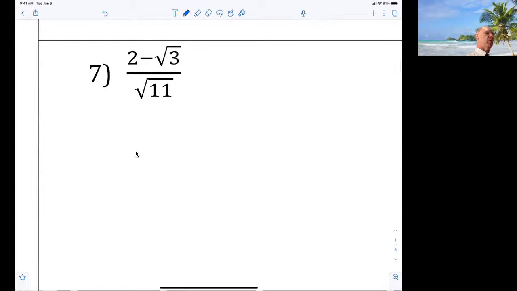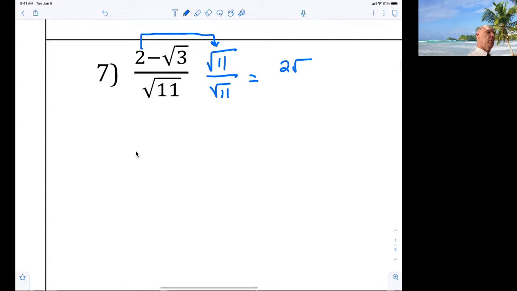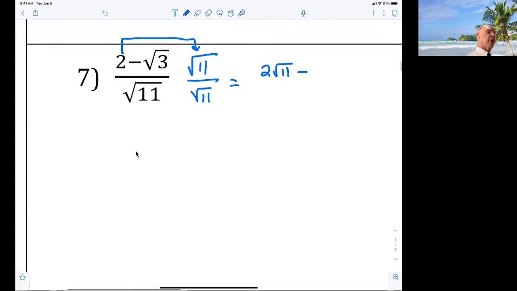Number 7, multiplying the top and bottom by radical 11. So here we go. 2 radical 11 minus radical 33. That is a great review of yesterday. So those of you who know that, understand you're only multiplying radicals together and multiplying numbers together. We're not multiplying a number and a radical together. So now what's square root of 11 times square root of 11? There's your answer. That's it.